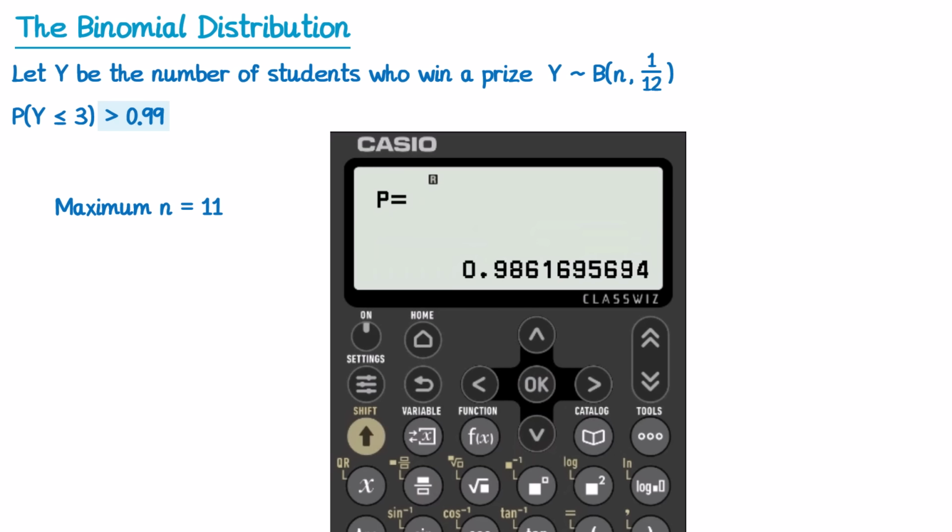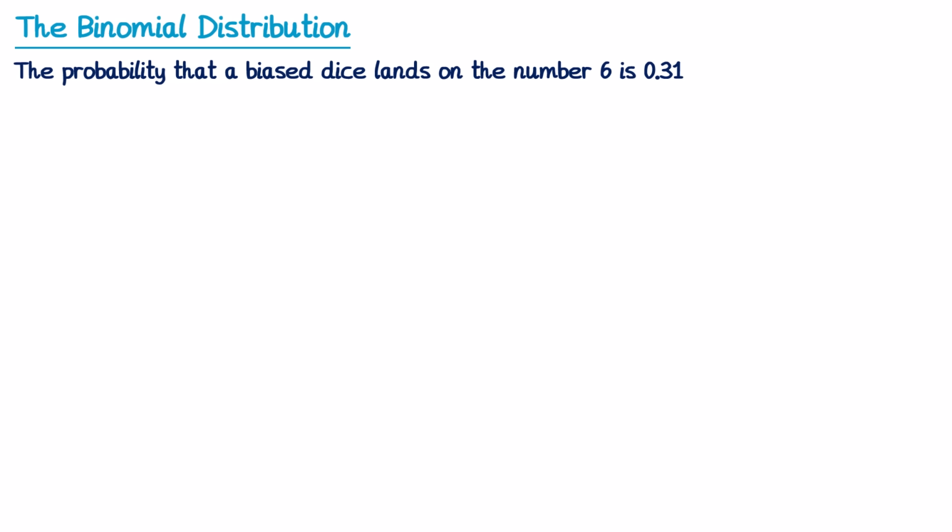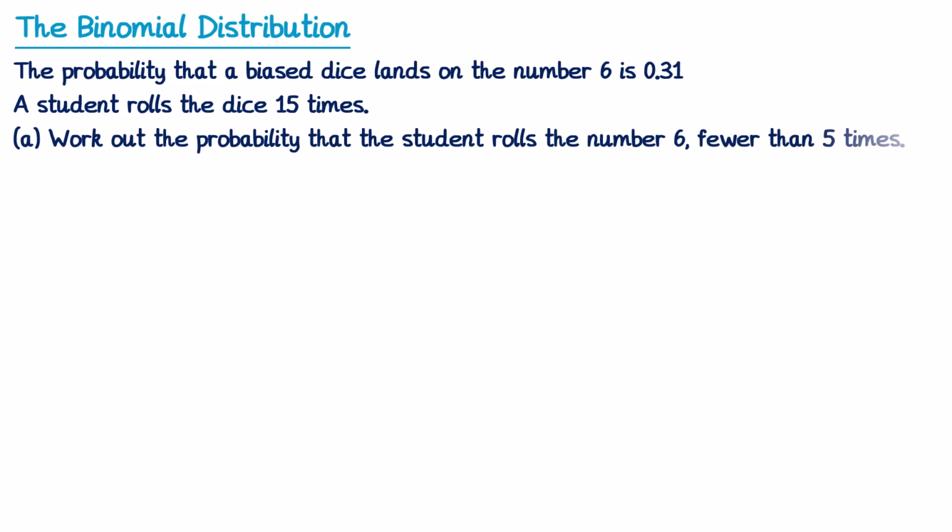There's another type of question that does come up in exams that's quite tricky. Let's have a look at another example. In this question, we're told the probability that a biased dice lands on the number 6 is 0.31. A student rolls the dice 15 times, and we need to work out the probability that the student rolls the number 6 fewer than 5 times.